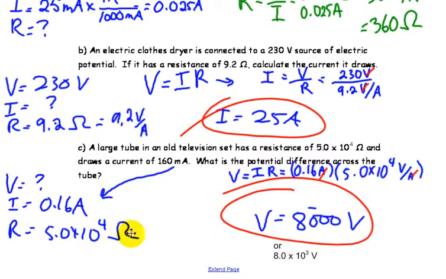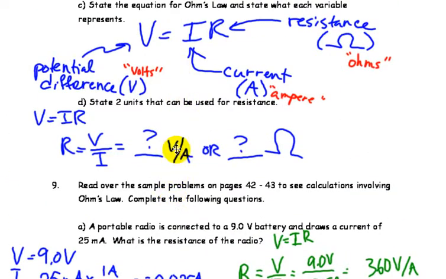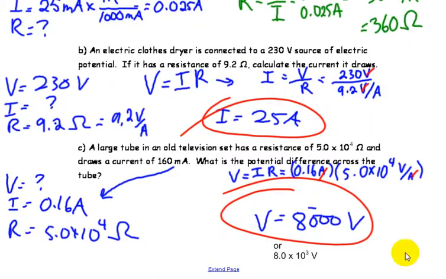Again, change ohms to volts per amp. That way the units will work out nicely here. Amps and amps cancel, and I'm left with 8,000 volts. I have 2 sig figs, so putting a line over that 0 will indicate that I have 2 sig figs. Or of course we could put it in scientific notation, 8.0 times 10 to the 3 volts.